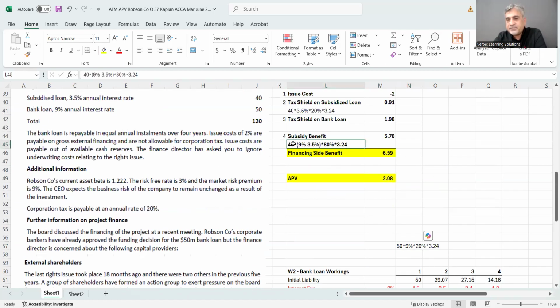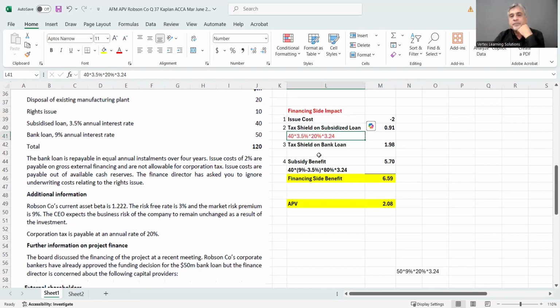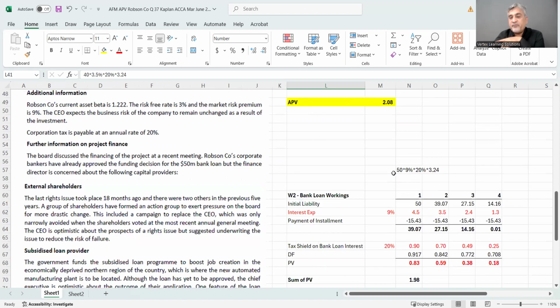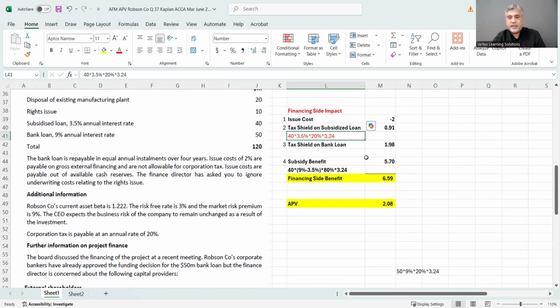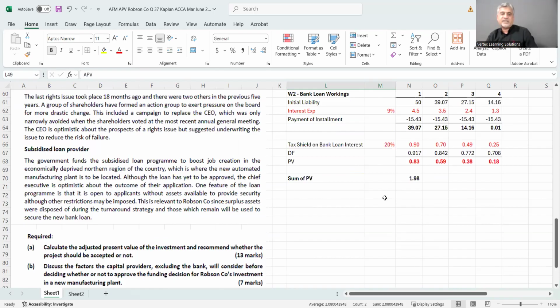This was the working required here, just like we did it for subsidy. You see, for subsidy, we just made one single line. This subsidy benefit was very simple. 40 million into interest, whatever, into this one. Because it was not returned back during the life. Bank loan was returned back during the life. So therefore, we need to calculate this. And by the way, I should write down here working one, working two, whatever. Okay. So APV is done, 2.08 million. I hope you understand the calculation side of that.